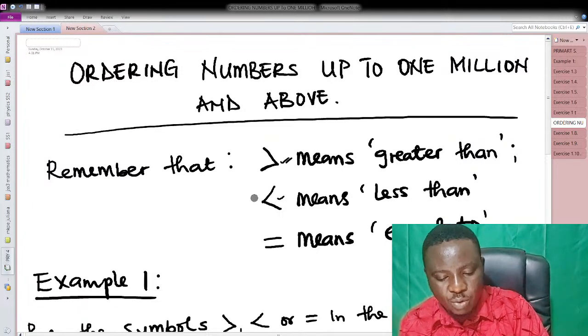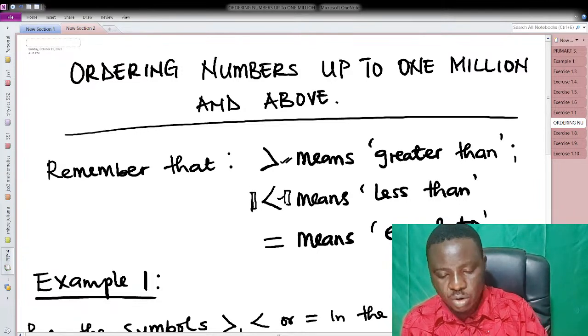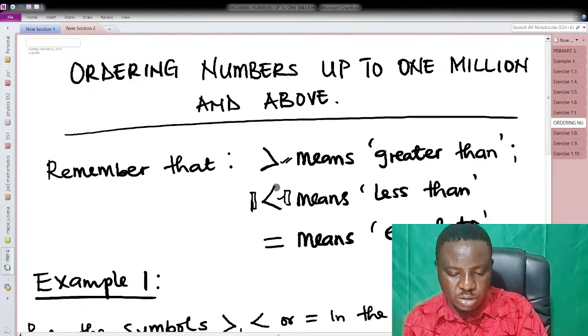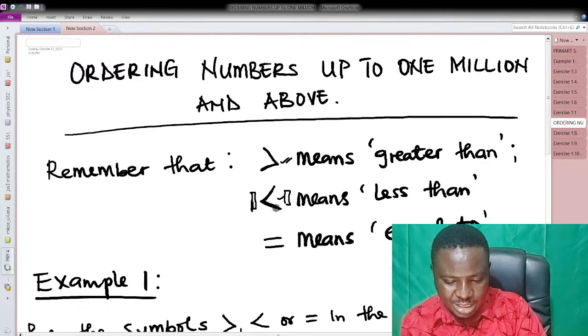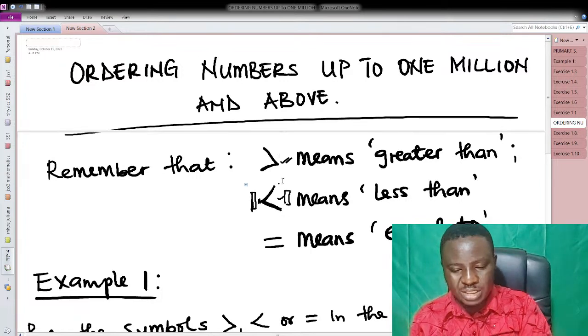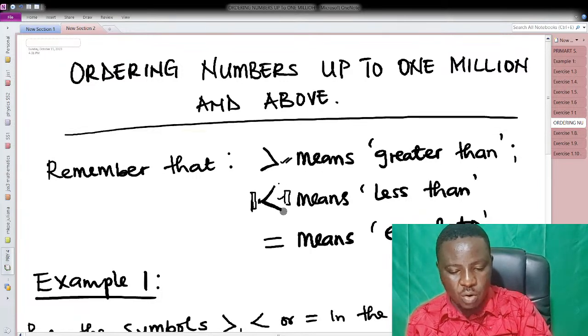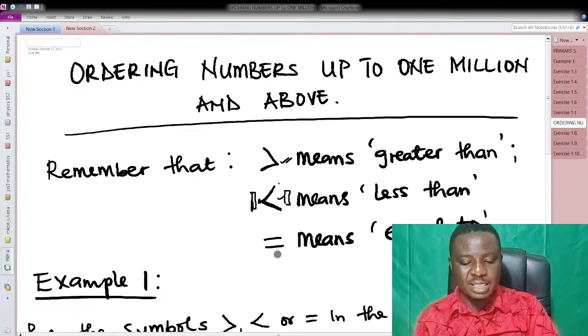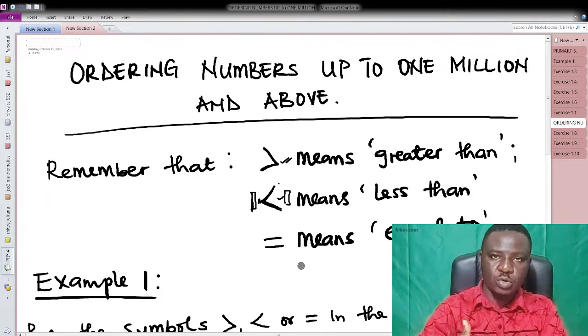So that means that whatever is here is said to be lesser than whatever is here. Okay, that is another school of thought. They'll tell you that since this is like an angle, whatever comes in here is said to be lesser than what you have here. So this is a sign for greater than, while this is a sign for less than. This is also a sign that means equal to.